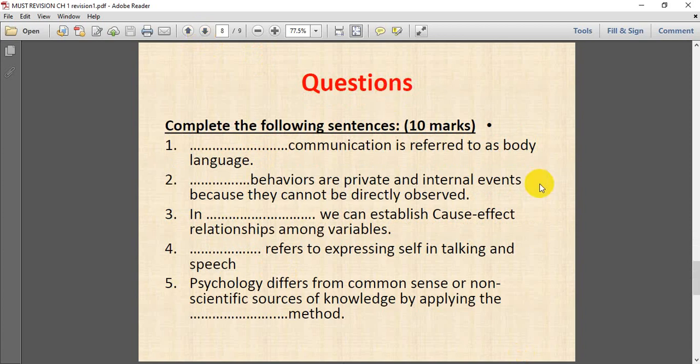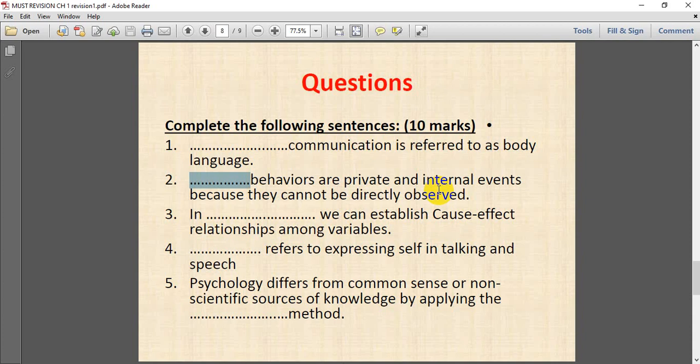Now complete the following sentence. We have an empty space and you have to fill this space. Non-verbal communication is referred to as body language. The correct answer is non-verbal communication. Next: behaviors are private and internal events because they cannot be directly observed. I'm sure now you know the answer because, as we said a few seconds ago, this is covert behavior, which are private and internal events and they cannot directly be observed. So the answer is covert behaviors.